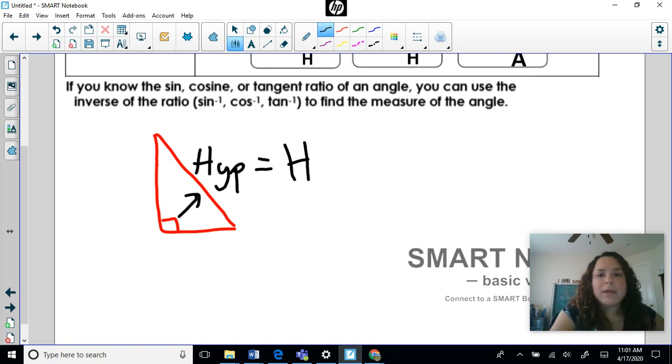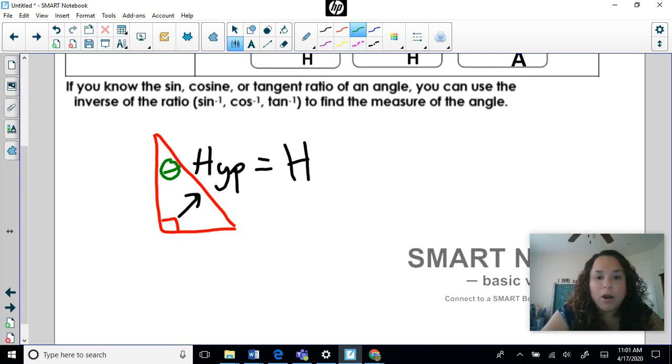Now, whenever we are referring to the trig ratios, we can have angles other than 30, 60, 90, and 45, 45, 90, which are the special right triangles that we talked about last week. And we're going to call this theoretical angle theta, right? So I'm going to put a theta here. And theta could just represent any angle.